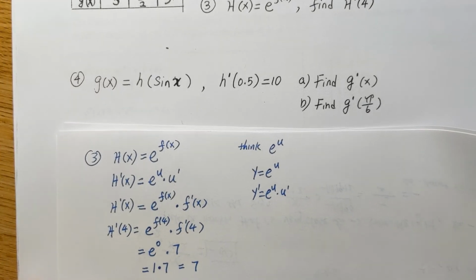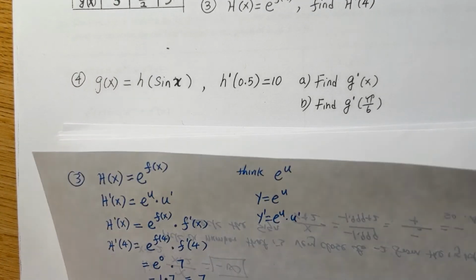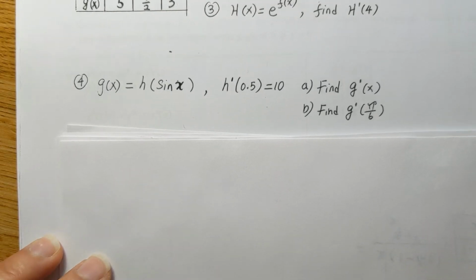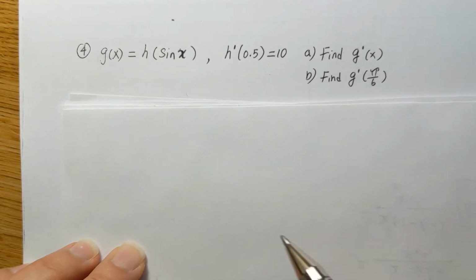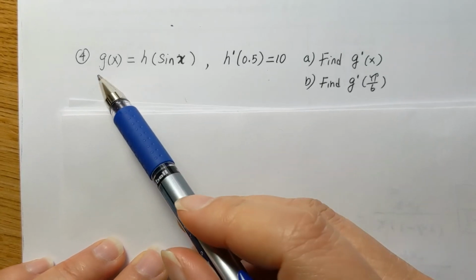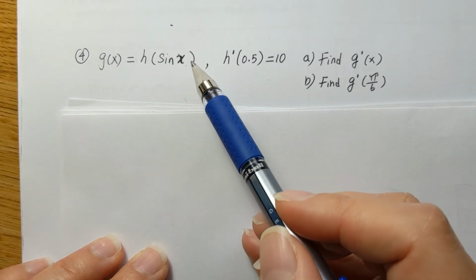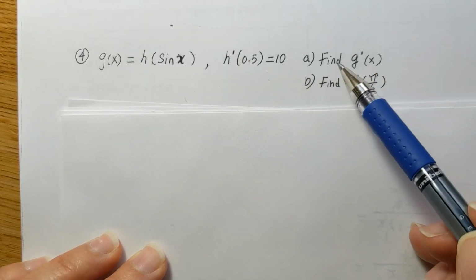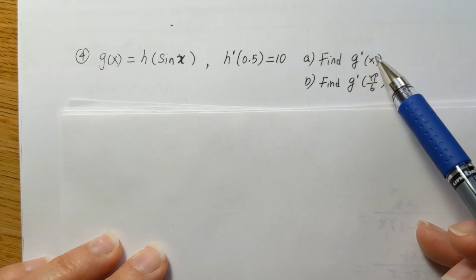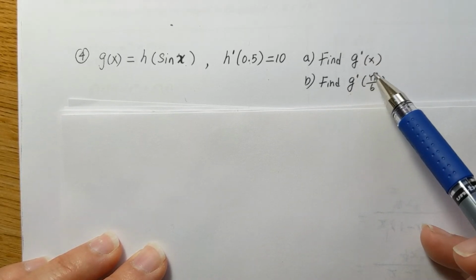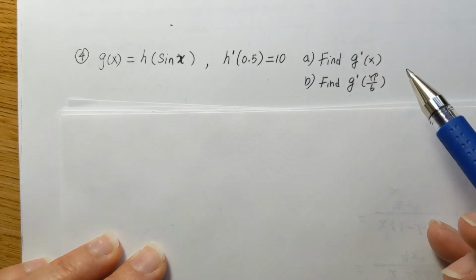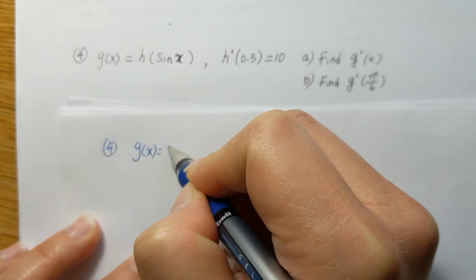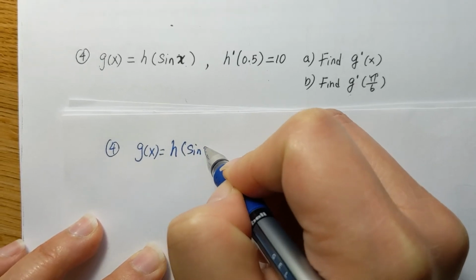Now let's go to question number 4. We have g of x equal to h of sine x, and h prime of 0.5 equal 10. Part A, find g prime of x, and part B, find g prime of pi over 6. So we have g of x equal to h of sine x.